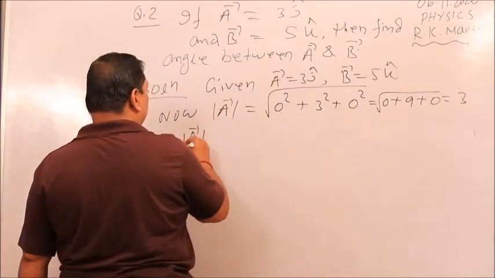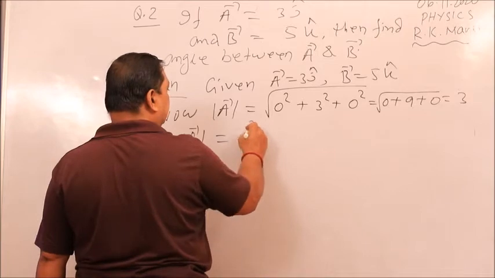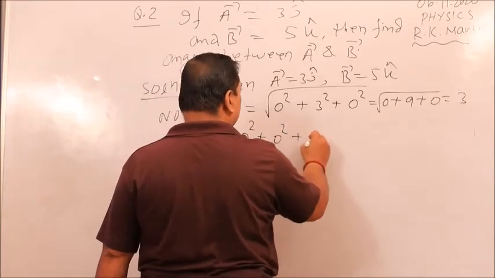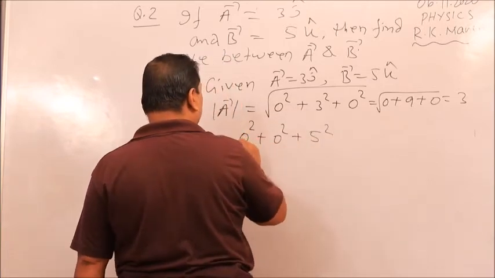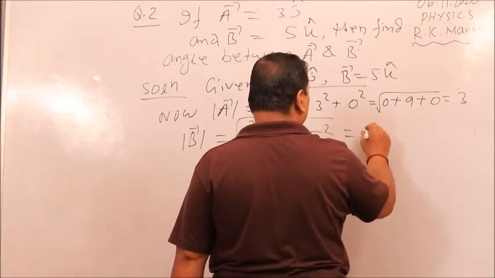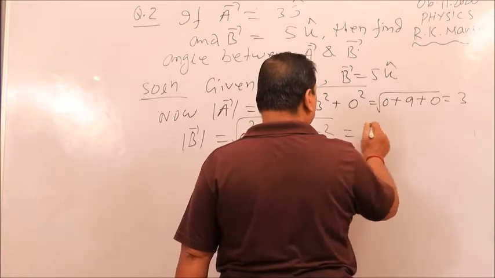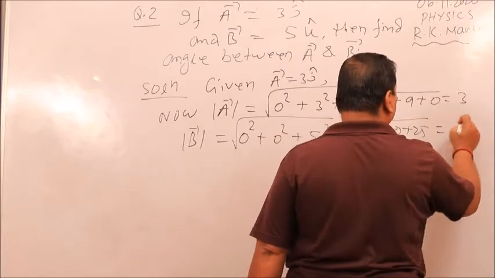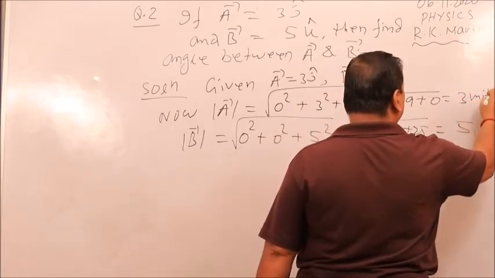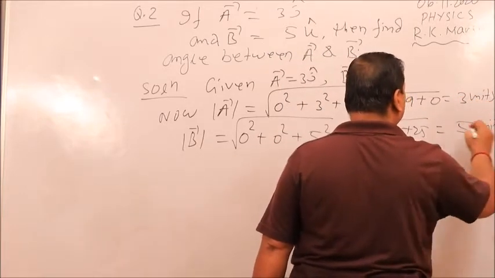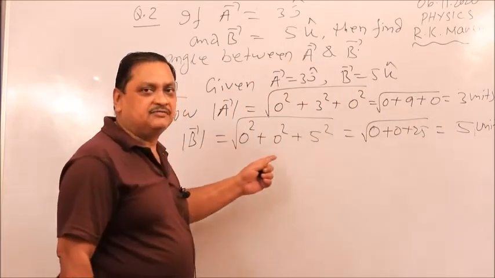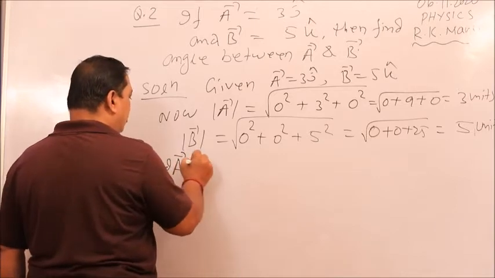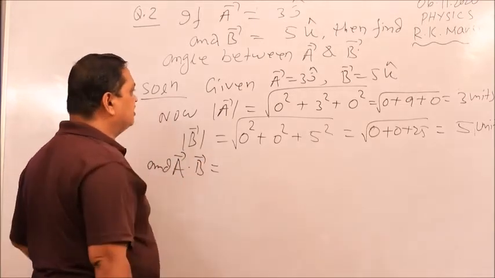Similarly, for vector B, the coefficient of i cap is 0, of j cap is 0, and of k cap is 5. Squaring and taking the root, this is 25, then finally 5. So 3 units and 5 units are the moduli of vector A and vector B. Now we have to find A dot B, the dot product between vector A and vector B.